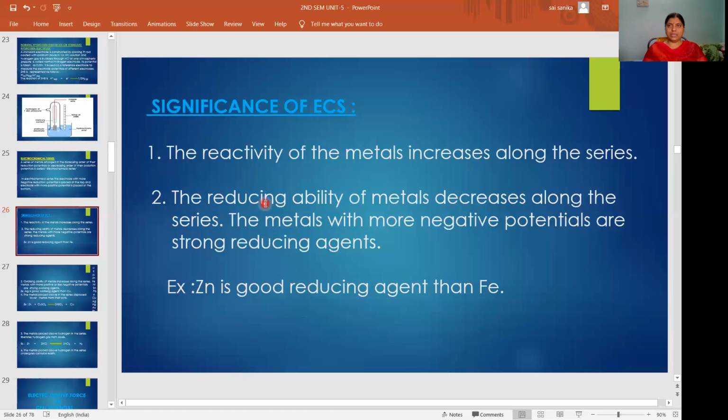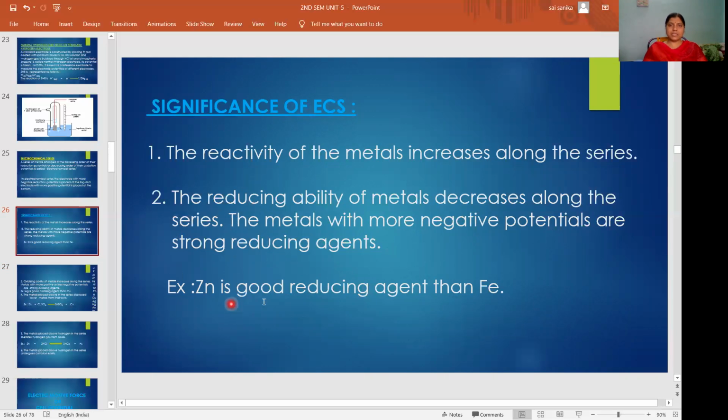That means topmost elements are highly reactive. That means they undergo oxidation. Okay, so which undergoes oxidation? They are good reducing agents. So from top to bottom, what is happening? Its reducing ability is decreasing. And the metals with more negative potentials are strong reducing agents. So which are having more negative potentials? Those are strong reducing agents.